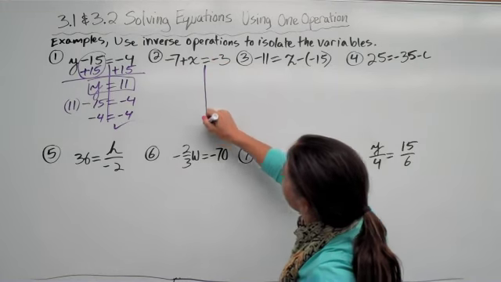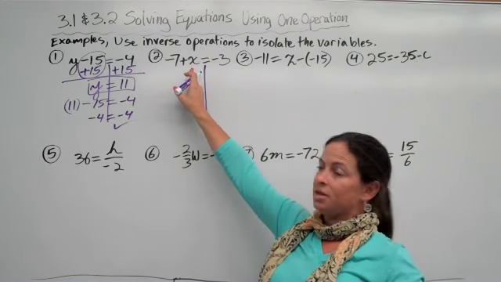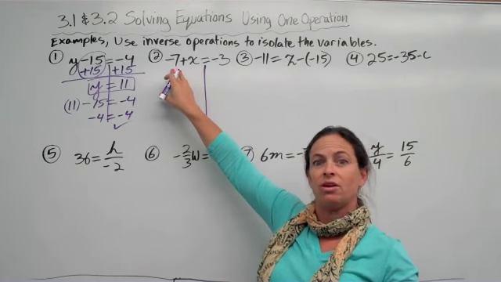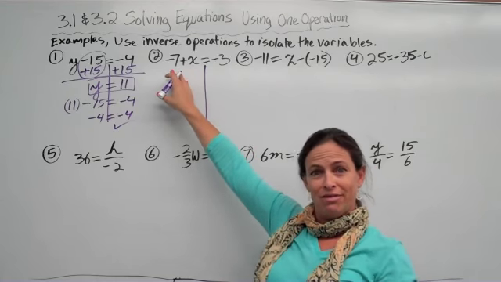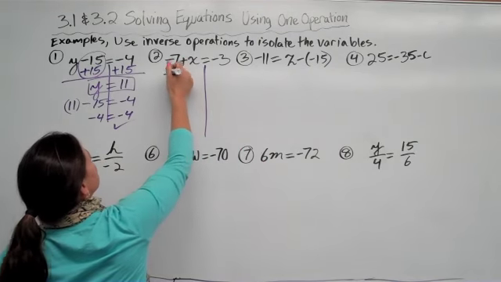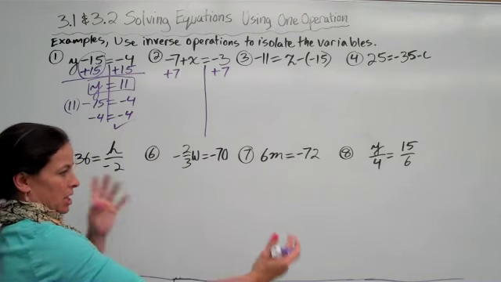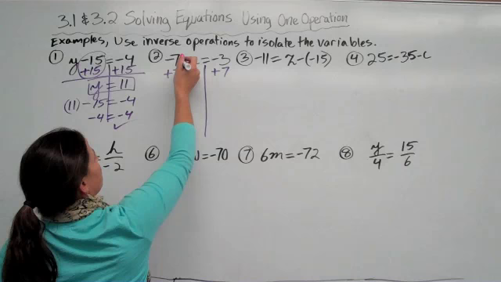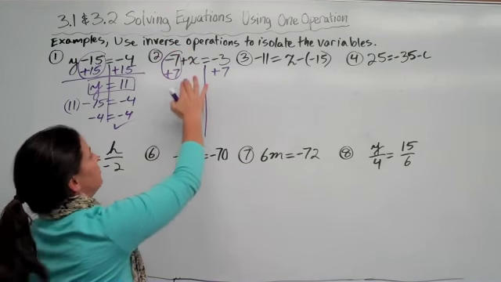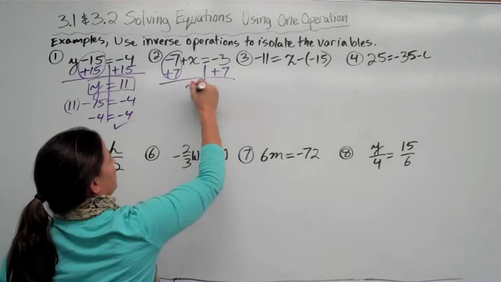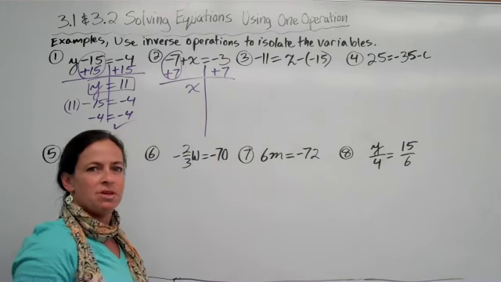All right, problem number 2. Again, start with building a fence. My goal is to get the variable by itself. Attached to it is the term negative 7. What's the inverse of negative 7? Plus 7, or positive 7. So I'm going to put plus 7 on both sides of the equation. That keeps it balanced. If I have negative 7 and plus 7, that makes 0. I am left with positive x. And what's negative 3 plus 7?